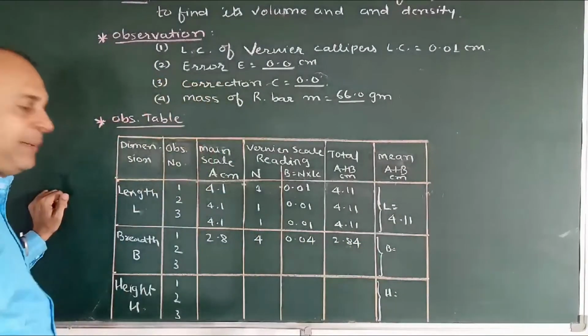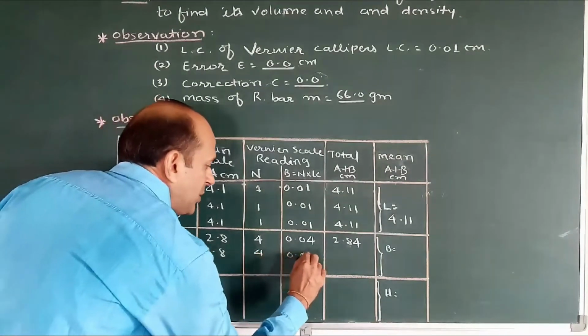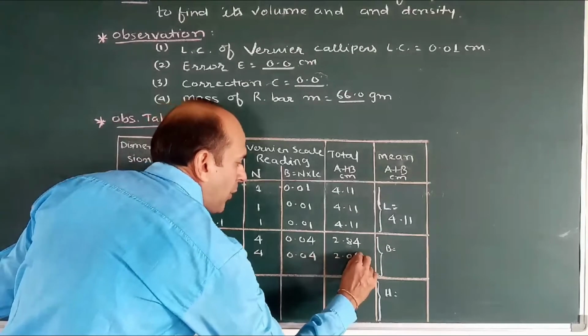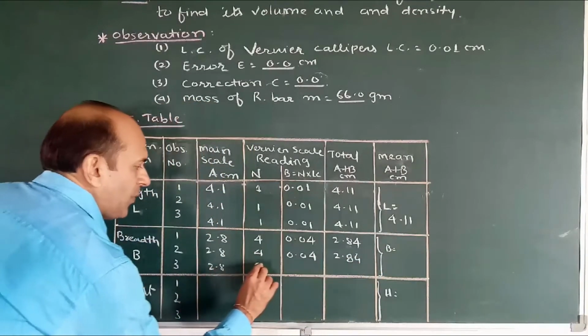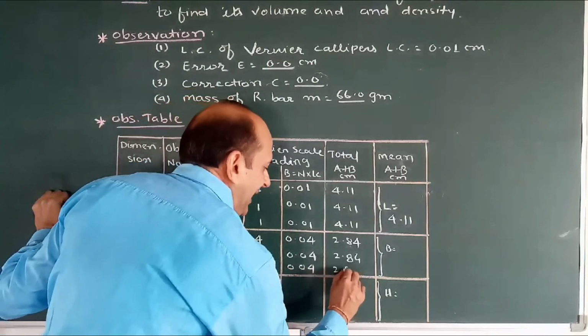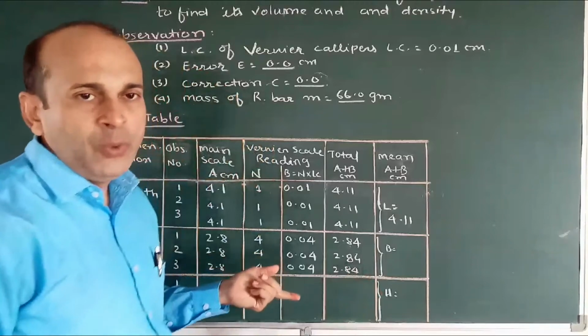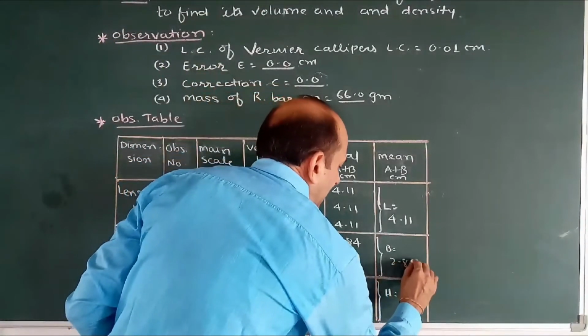The second and third readings are the same: 2.8, 4, 0.04, 2.84. Again, 2.8, fourth is matching, 0.04, 2.84. The average breadth is 2.84 centimeter.